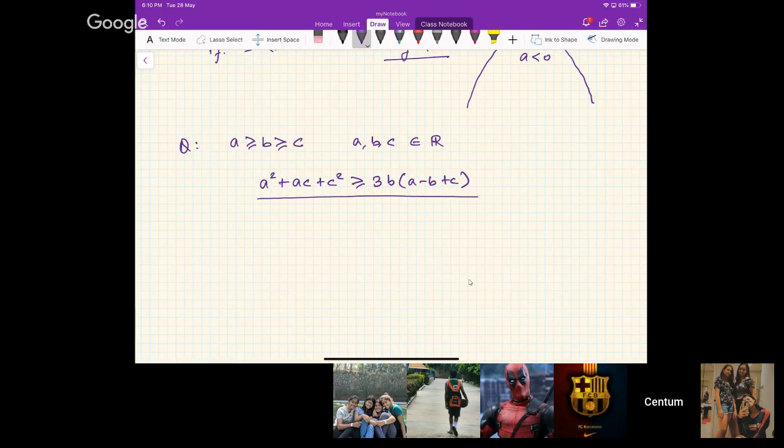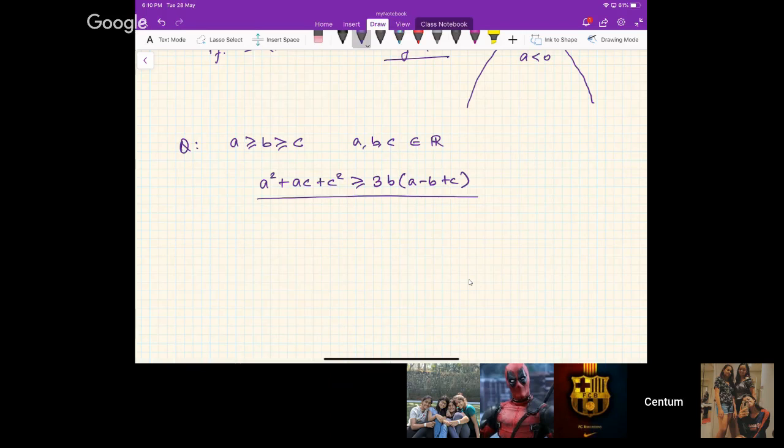Did you get the question? A, b, and c are real numbers such that a is greater than or equal to b is greater than or equal to c. Prove that a square plus ac plus c square is greater than or equal to 3b times (a minus b plus c). The hint is that you have to use quadratic inequality.